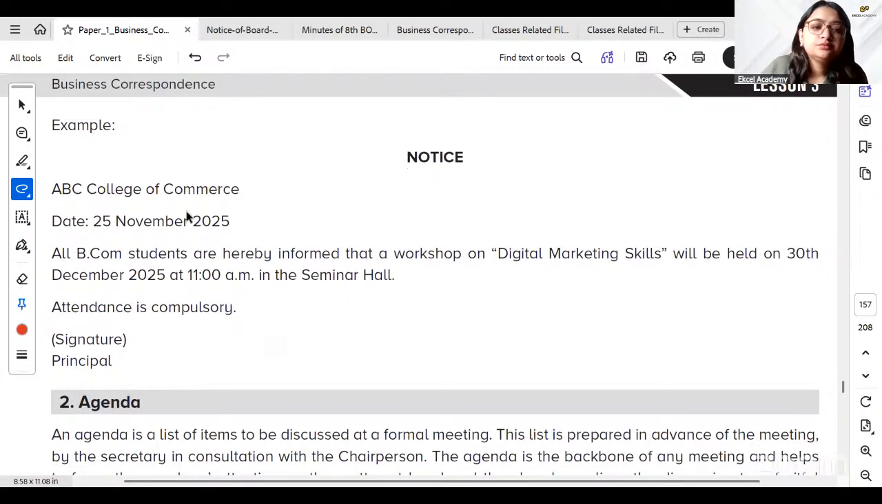Okay. Now, there is another notice here which speaks about, say, your particular college here. They are giving it on 25th November and saying that all BCom students are hereby informed that a workshop on digital marketing skills will be held on 30th December at 11 a.m. Okay, attendance is compulsory. All right. So I hope you have understood the concept of notice.